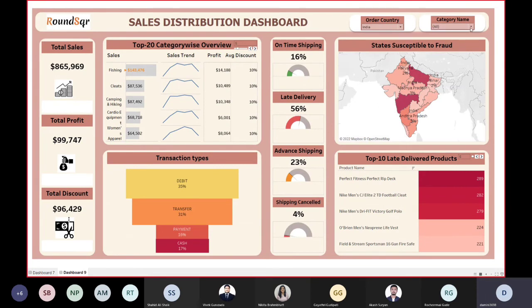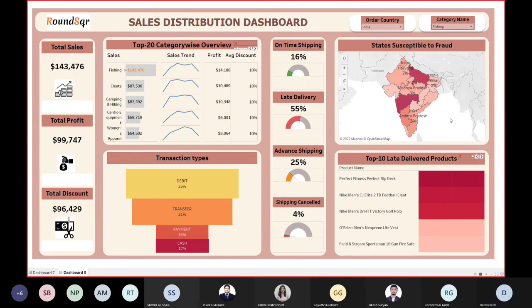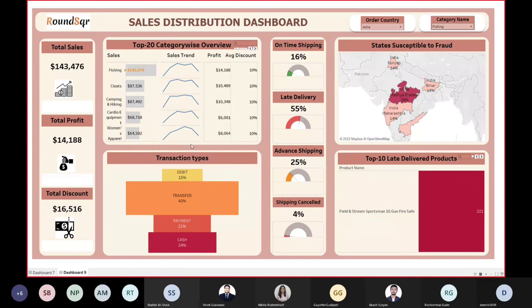So we've not yet selected any category. We can do that. Since fishing is the highest, we can check for this particular category. Okay. So we can see in here on the extreme left, total sales is $1,43. Although the sales is very high for fishing, we can see the total profit is lower than the total discount that's been given in the particular fishing category. This particular visual, top 20 category, otherwise is not connected to this filter, so it is not going to change.